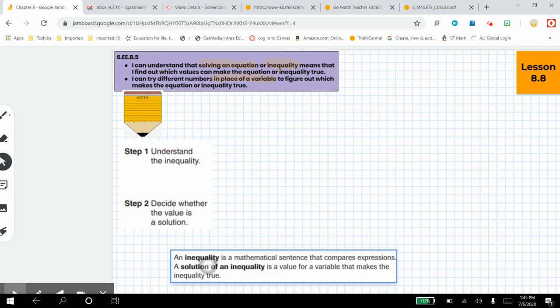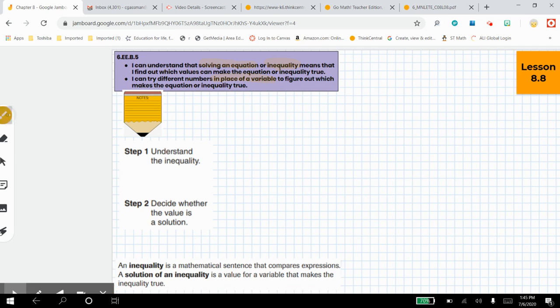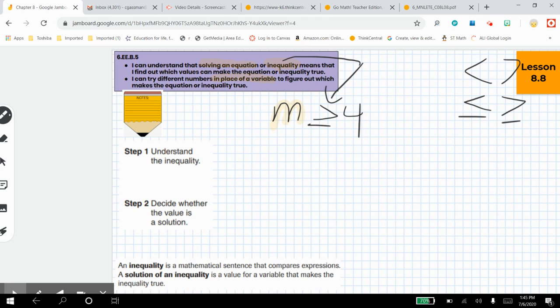Okay, so an inequality is, for instance, like m is greater than or equal to 4. This is an inequality statement right here, okay? An inequality statement because it doesn't say equal. It has that greater than, less than, or equal to, or greater than, or equal to. Okay, we're going to be working with these particular ones today.